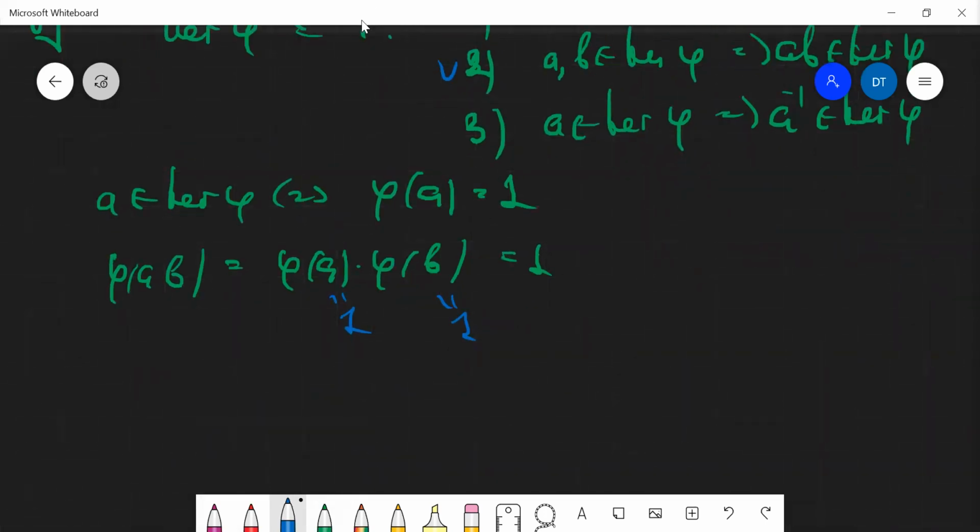And because of this property, phi of A inverse is equal to phi of A inverse outside of the parenthesis, then we see if this guy is 1, then this is also 1. So if A is in kernel, then its inverse is also in kernel. So this means that the kernel is a subgroup. So we have checked all the properties.